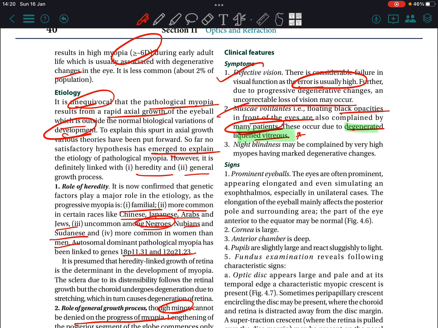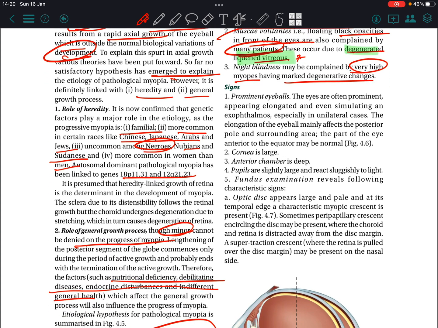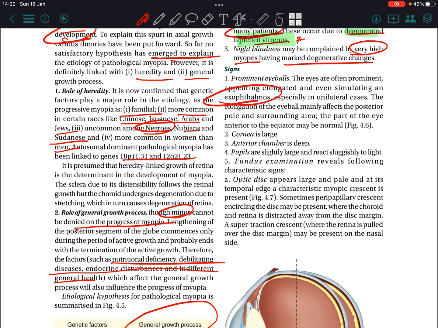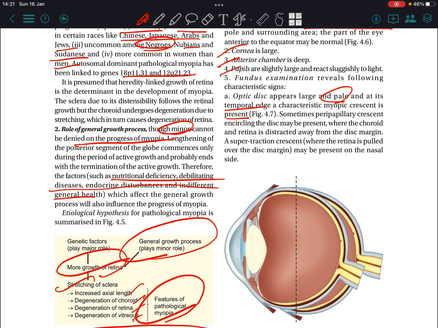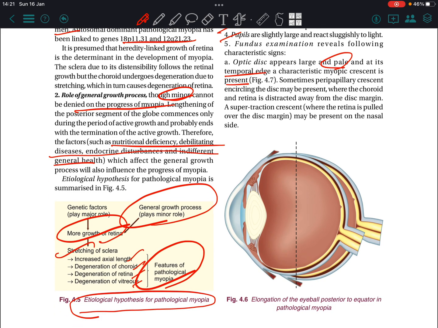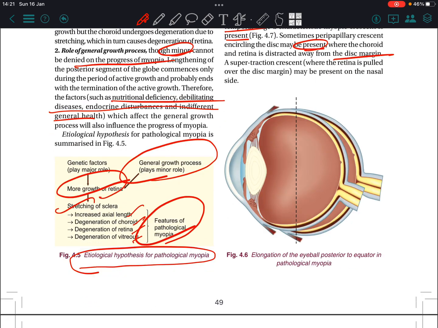Night blindness is complained of by very high myopes having marked degenerative changes. Signs: prominent eyeball, exophthalmos may be seen in some conditions, cornea is large, anterior chamber deep, pupils are slightly large. Fundus examination reveals the following: optic disc appears large, pale, and at its temporal edge a characteristic myopic crescent is present. Sometimes a peripapillary crescent encircling the disc may be present, where the choroid and retina are distracted away from the disc margin. A supertraction crescent may be present on the nasal side.